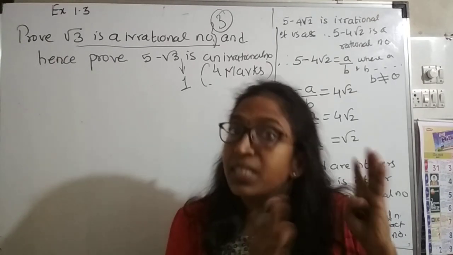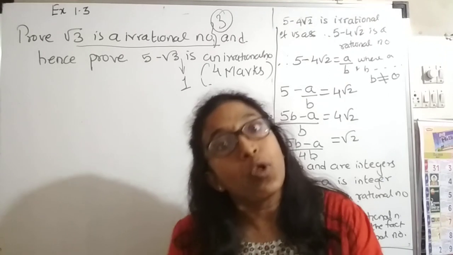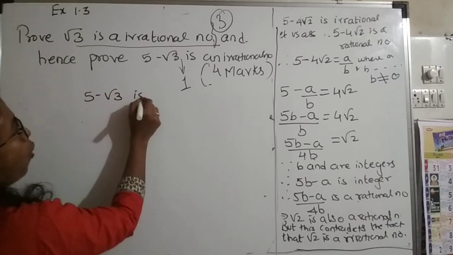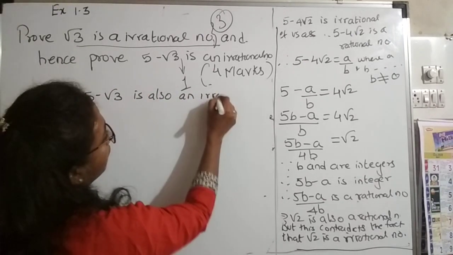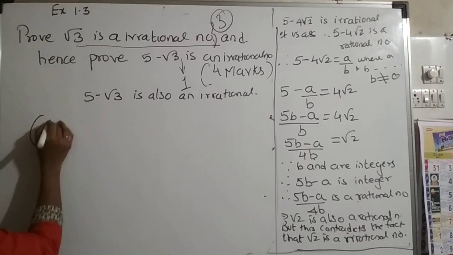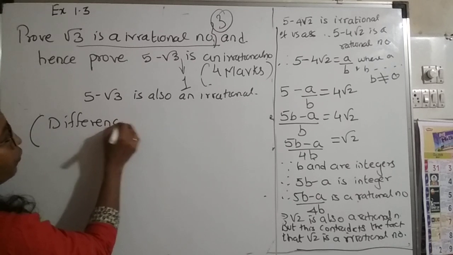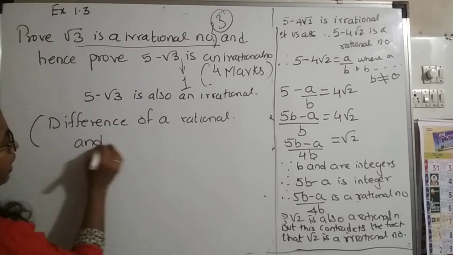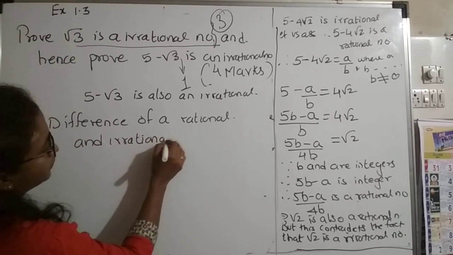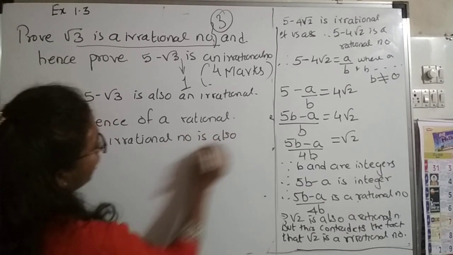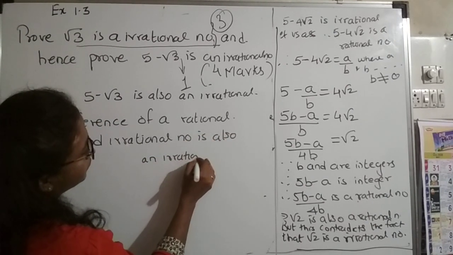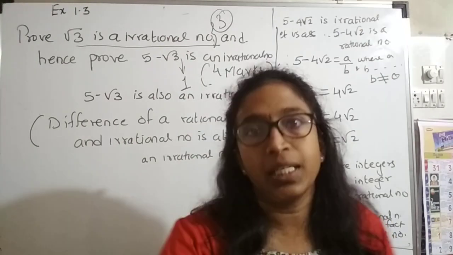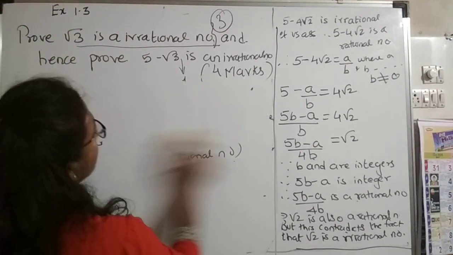A quick recap: the sum of a rational and an irrational is also an irrational number. So once we have proved that, then you will write that 5 minus root 3 is also an irrational number, by giving the property that the difference of a rational and an irrational number is also an irrational number. You all agree? The difference of a rational and an irrational number is also an irrational number.